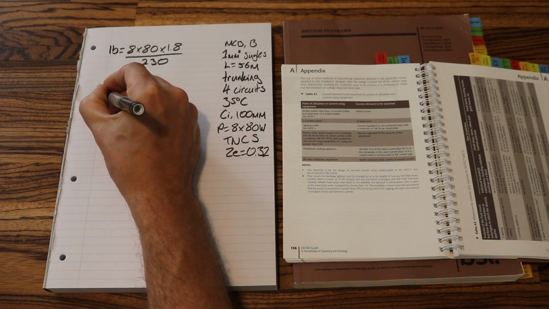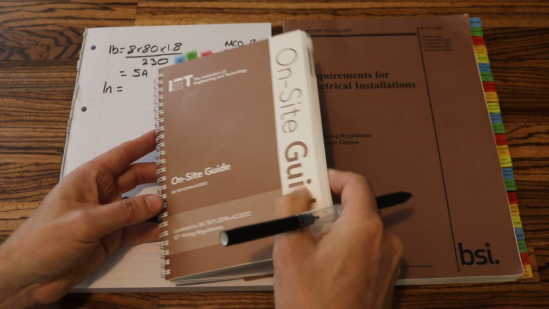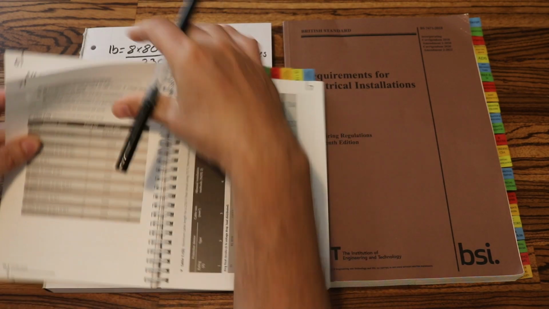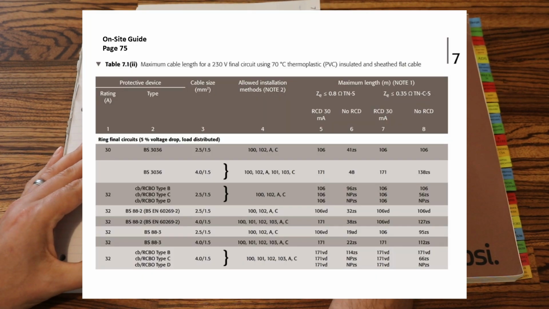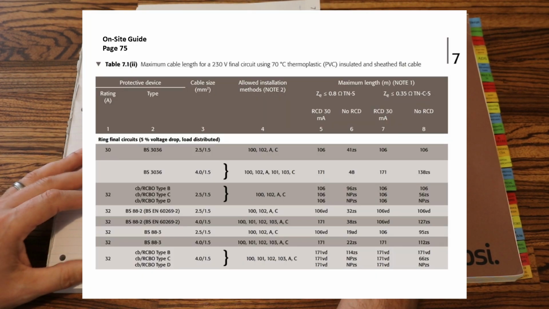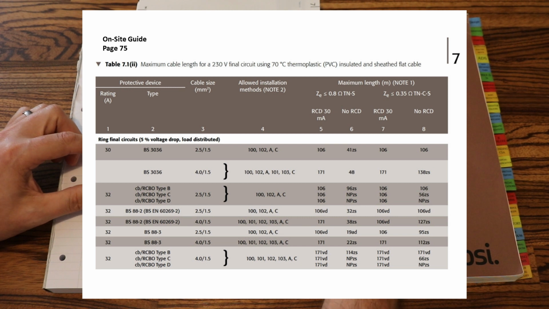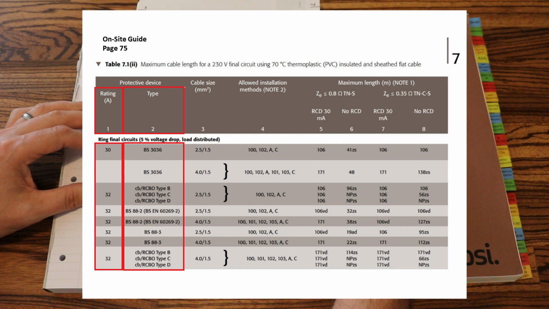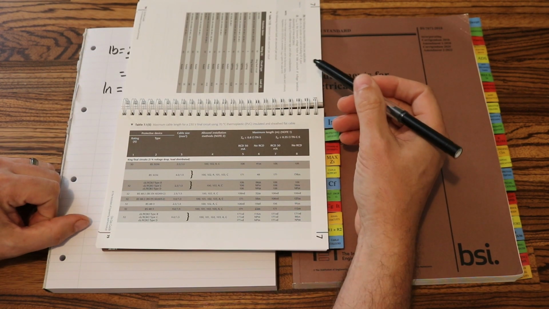Now we move on to find our In. So we're now back over to the on-site guide. Go to my In tab, and we are on page 75. Now this table goes on for quite a few pages, and it's lots of information that we don't actually need. We are going to look at columns 1 and 2. It says protective device. So we want a shopping list that tells us what are the sizes of MCBs that we can buy, and this table provides just that.